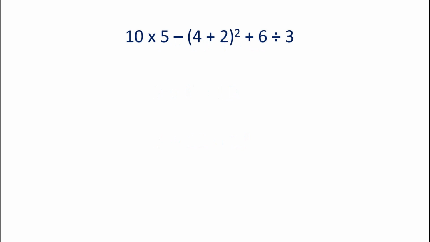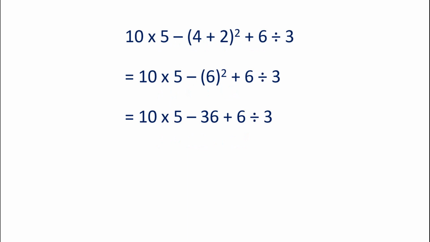Here's another example. We'll do brackets first, so the 4 plus 2, that becomes 6. Then we look for orders, and we have a 6 squared, so we do that one next. So we have 36. We look for multiplication and division, and we do them left to right. Well, I've got a 10 times 5 that I see, and I see a 6 divided by 3. So let's do those, multiplication and division. The 10 times 5 gives us 50. The 6 divided by 3 gives us 2. So we now have 50 minus 36 plus 2. And then, of course, we finish off left to right with our addition and subtraction, and our answer is 16.